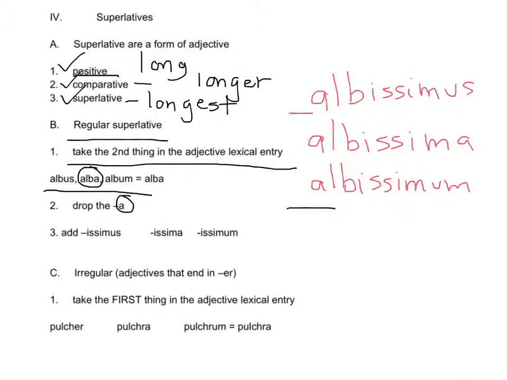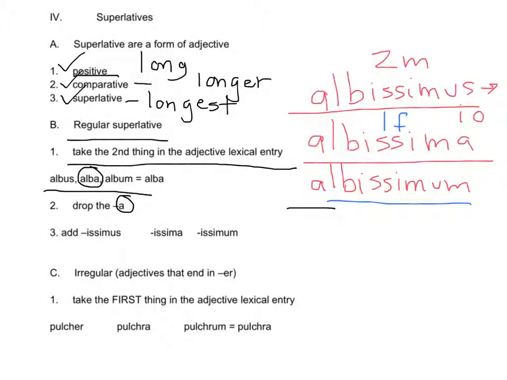Albissimus would be conjugated just like any other second declension masculine. Albissimus, the genitive would be I, the dative would be O, the accusative would be UM, etc. Albissima would be just like the word puella or any other first declension feminine noun or adjective. And then albissimum would be just like any other second declension neuter. It would go I, O, O.